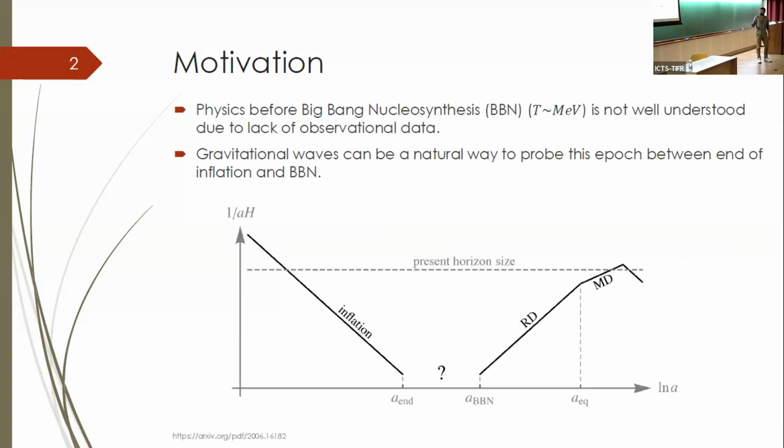To give a very brief motivation of what we want to look at: physics before BBN, let's say T greater than MeV, is not very well understood due to the lack of observational data. Gravitational waves can be a natural way to probe this era between the end of inflation up to the start of BBN. So we want to look at how gravitational waves can help us look at some physical phenomena which can happen in the pre-BBN universe.